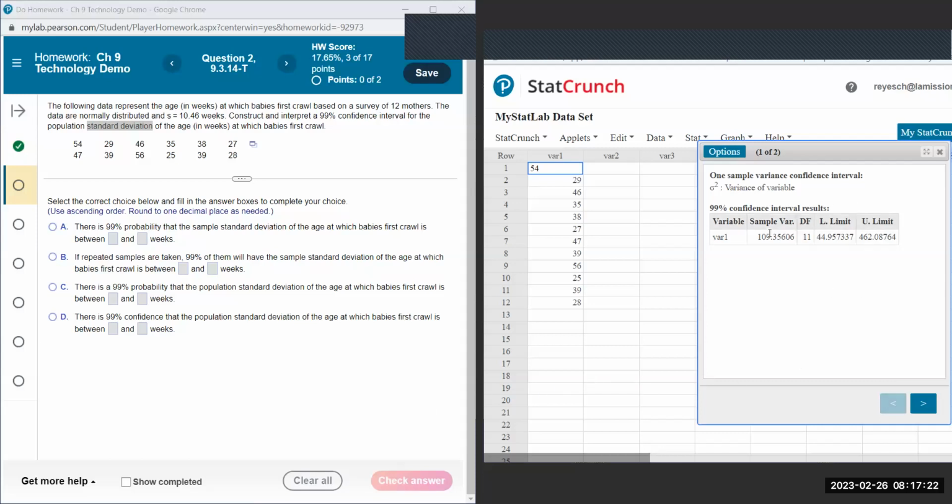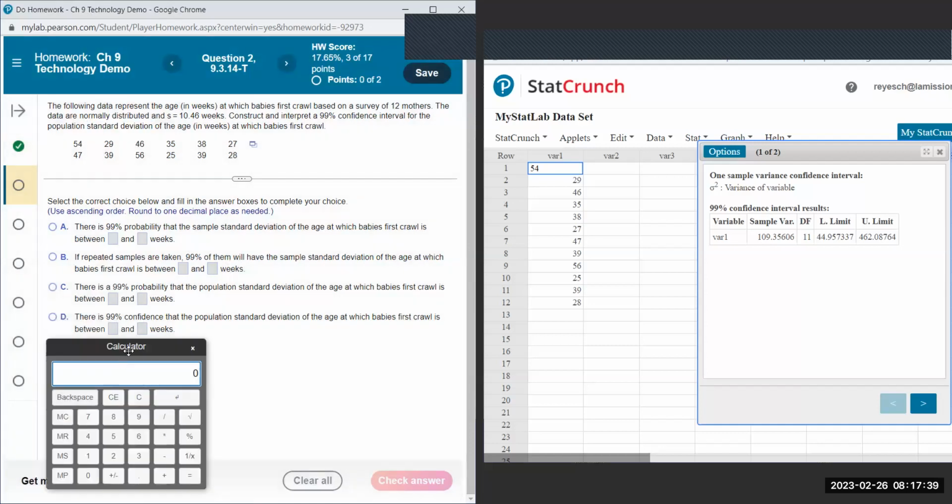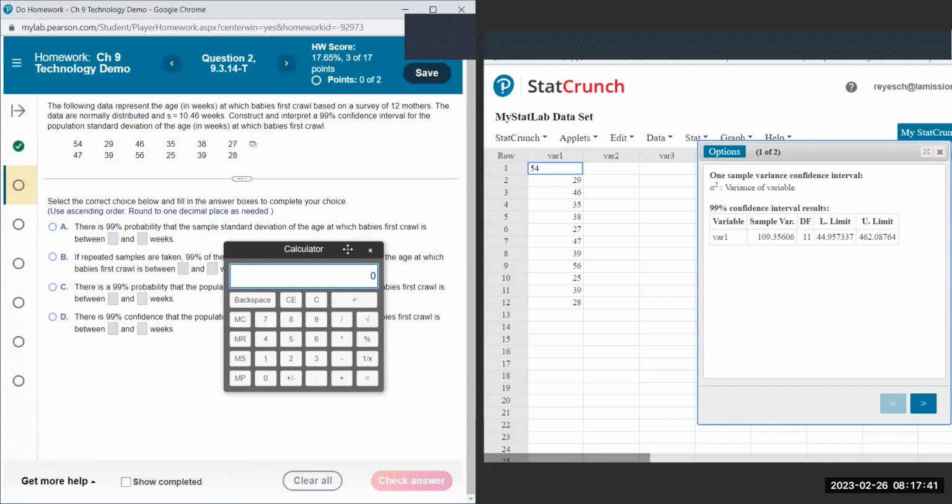standard deviation. So that's what we have to be careful with: StatCrunch gives us these standard deviations squared because of the way it's programmed. If it says variance over here, then we don't have to adjust it. But since it's standard deviation, we're going to have to take that into account.